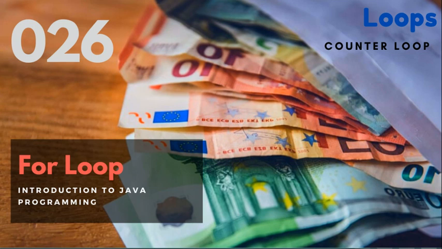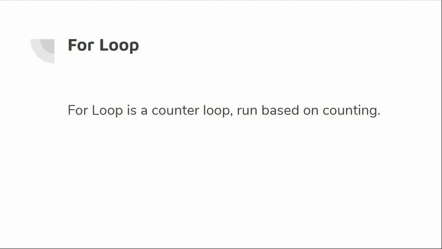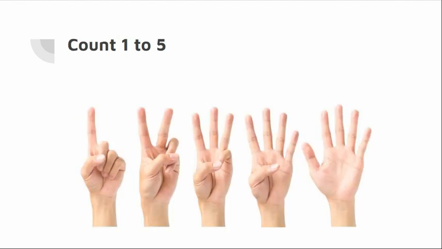If you haven't seen the previous video, or if you are not aware of loops, please go through the previous 4 or 5 videos so that you understand the concept correctly. So a for loop is basically a counter loop and it runs based on counting, like count 1 to 5. So counting is the action, and we did it 5 times.